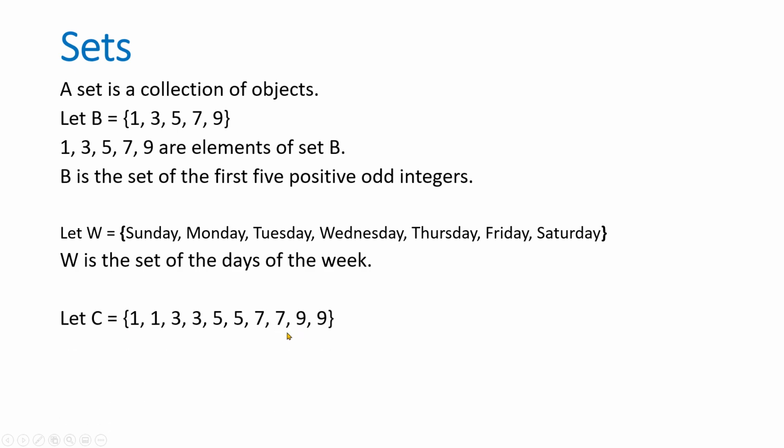Here is another example, set C. Note that set C is the same set as set B. That is because repetition doesn't matter. These two sets are the same. Order, the way we order them doesn't matter, and repetition doesn't matter. And I should mention that capital letters are often used to name sets.